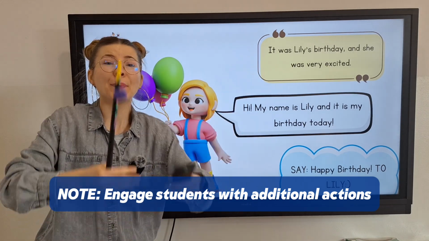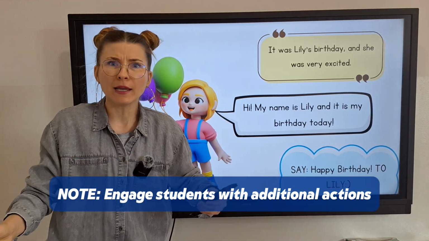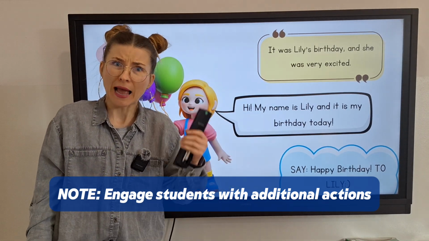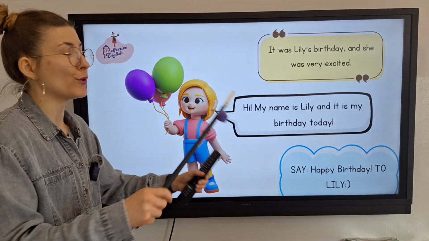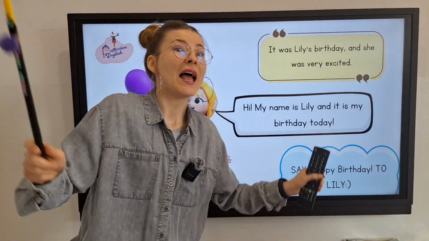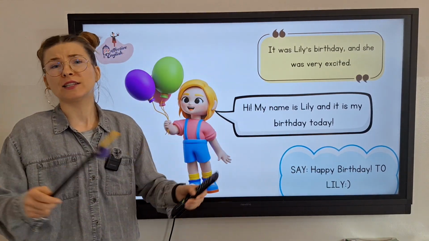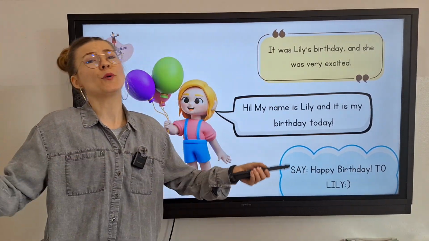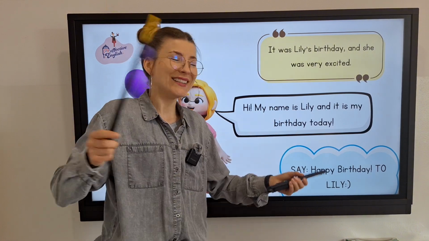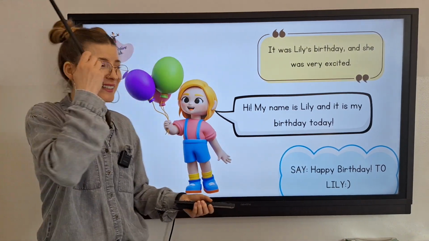Say happy birthday to Lily, okay? Everybody? Happy birthday, Lily. Maybe let's sing a song to Lily, right? Happy birthday. Let's go. Happy birthday to you. Happy birthday to you. Happy birthday, dear Lily. Happy birthday to you. Yay! It's Lily's birthday today.